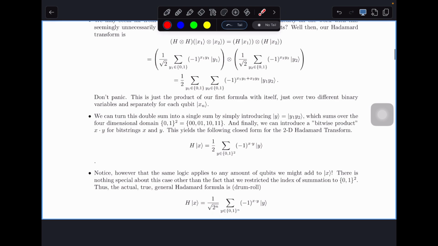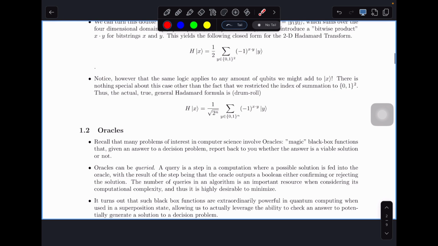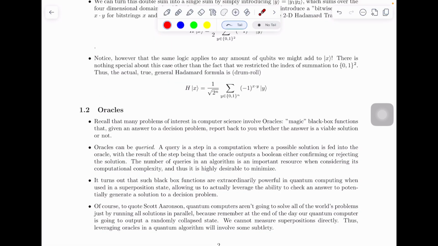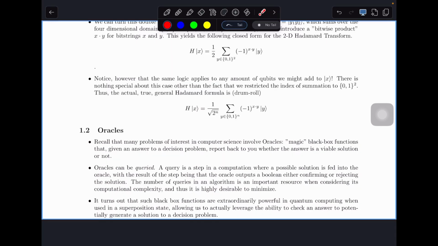Great. And notice nothing about our logic in deriving this multiple qubit case was limited to n equals 2. Granted, we would have had multiple summands that we would have to condense, but the idea is exactly the same. Condense all the individual bits that you're summing over into one nice variable y, and rewrite x in terms of its bits instead of just x itself, and you get this nice, easy bitwise product in our exponent, and a nice general expression for the Hadamard formula for multiple qubits.